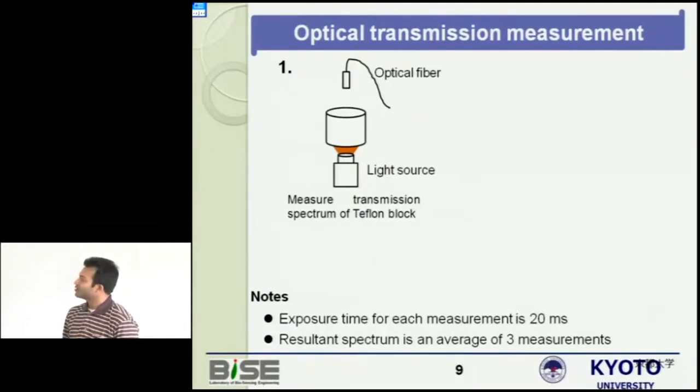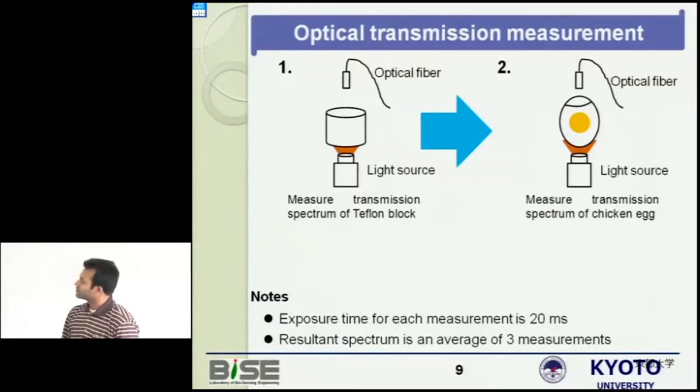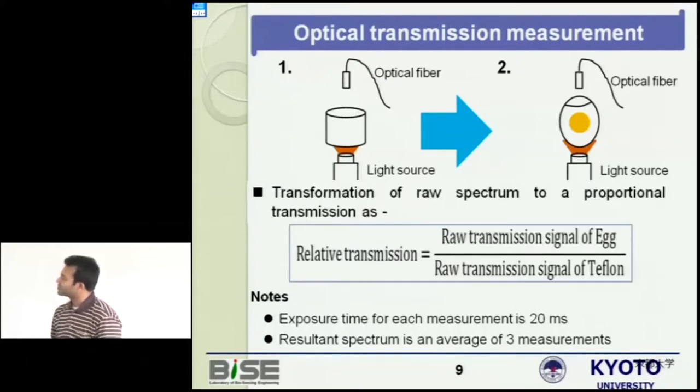Every day, at first we measure the transmission spectrum of a reference material, a Teflon block, and then we measure the transmission spectrum of the chicken egg. Then the raw transmission spectrum is transformed to a proportional transmission like this. During this experiment, the exposure time for each measurement is 20 milliseconds, and the resultant spectrum is an average of 3 consecutive measurements.